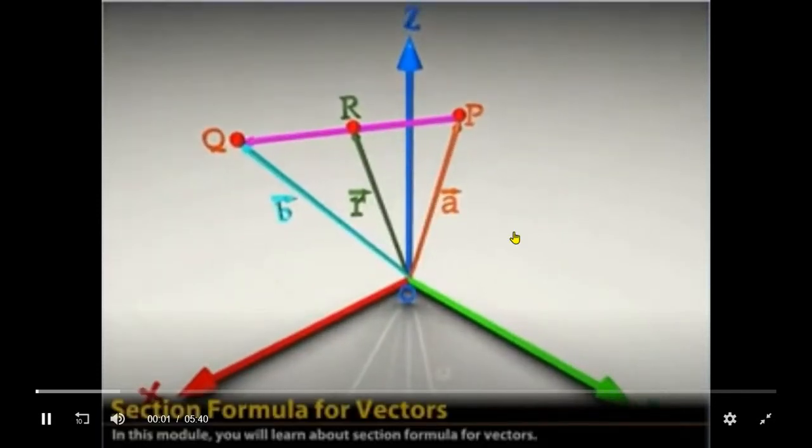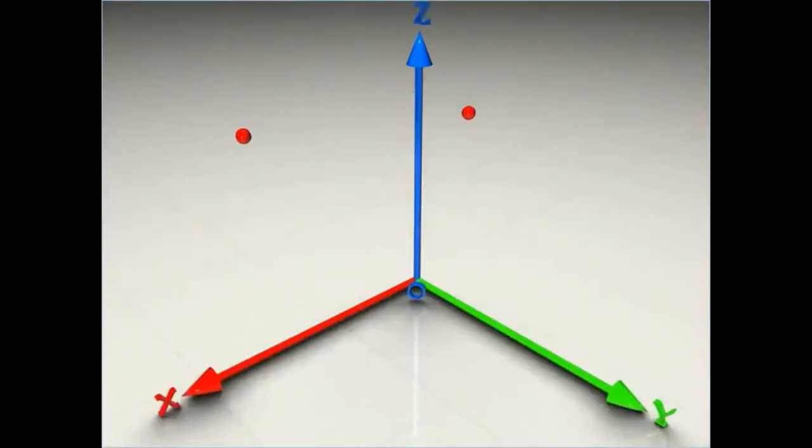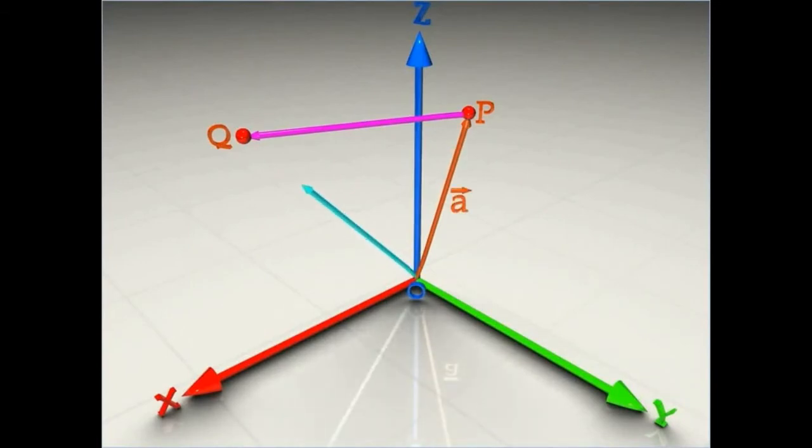Section formula for vectors. In this module, you will learn about section formula for vectors. Consider a directed line segment PQ. Let position vector of point P be vector A and position vector of point Q be vector B. Suppose point R divides the line segment PQ internally in the ratio m:n. The position vector of this point R is vector R.